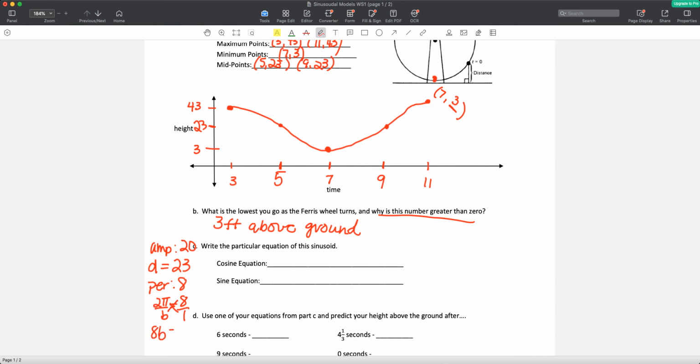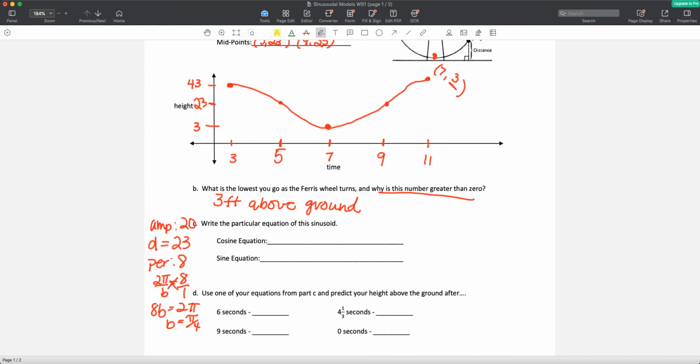So I get 8b equals 2 pi. So when I divide by 8, b has to be pi over 4. All right, so when we start looking at the phase shift, we need to look at each graph. For cosine, we want the closest min or max. Well, that's going to be this point right here. So for cosine, we need to shift forward, so minus 3.